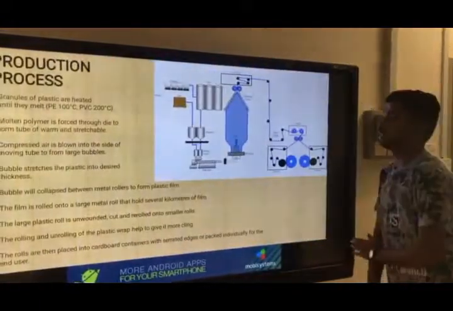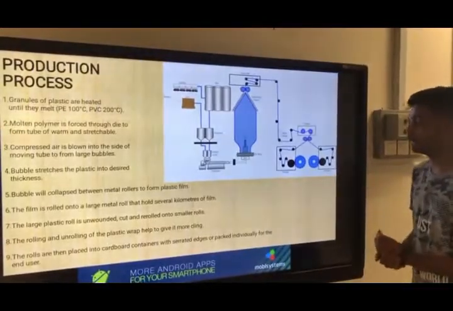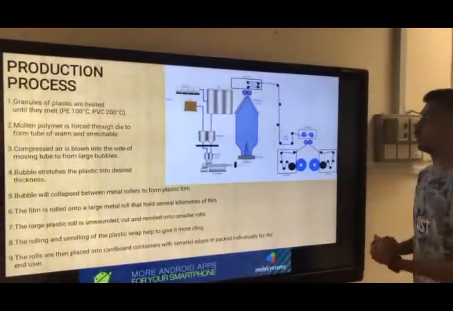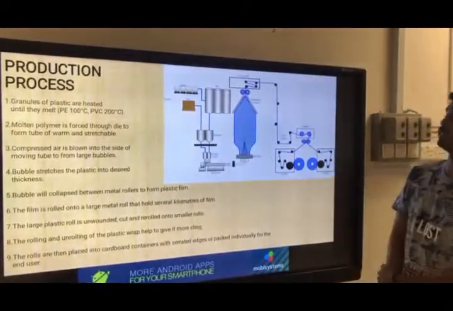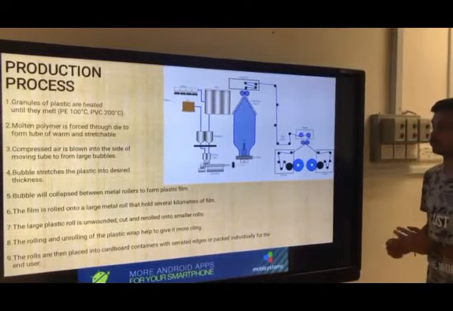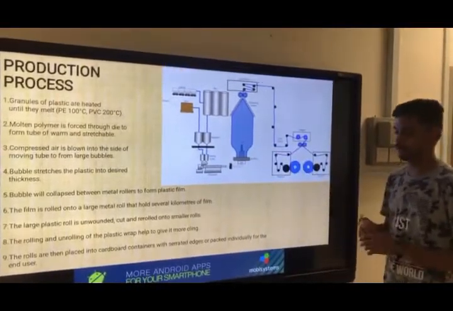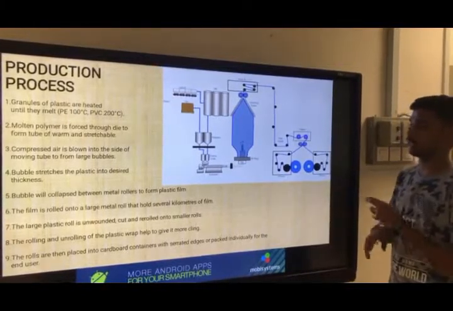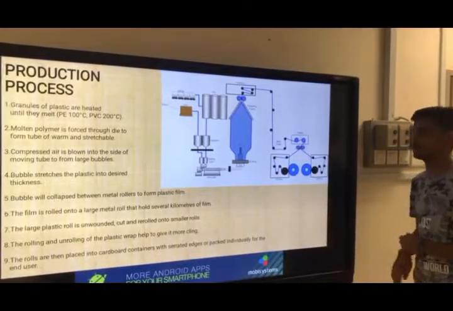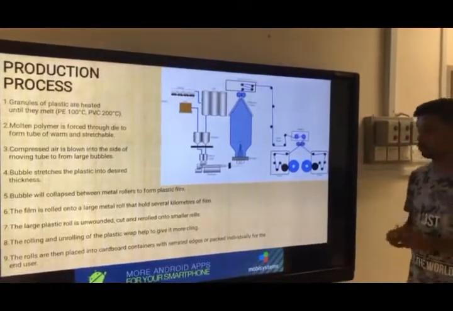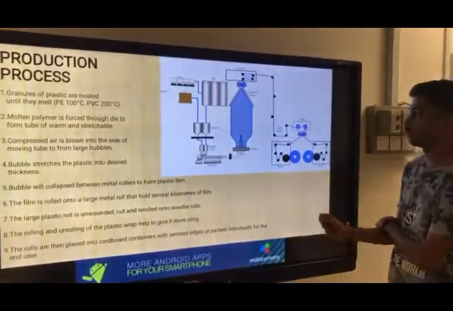First, the granules of plastic are heated, and because we are focusing on PE, to 100 degrees Celsius. They will be heated at 100 degrees Celsius here. Then the molten polymer is forced through the die to form a tube, warm and stretchable. It is forced through the die so it is formed like a tube. Then compressed air is blown inside the moving tube to form a large bubble, stretching it to make a plastic film.